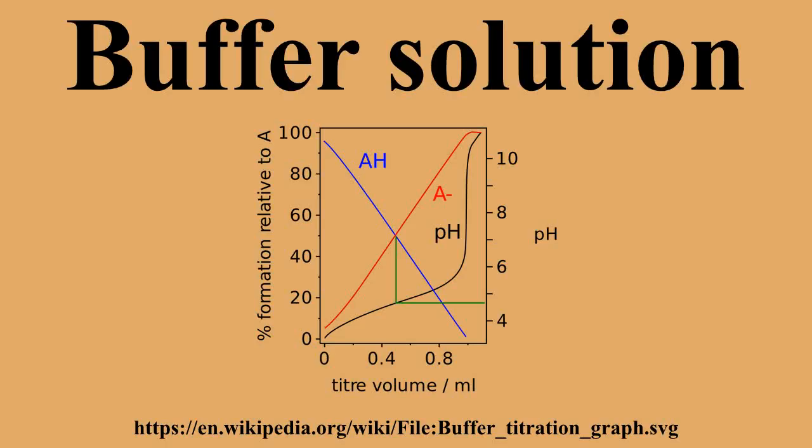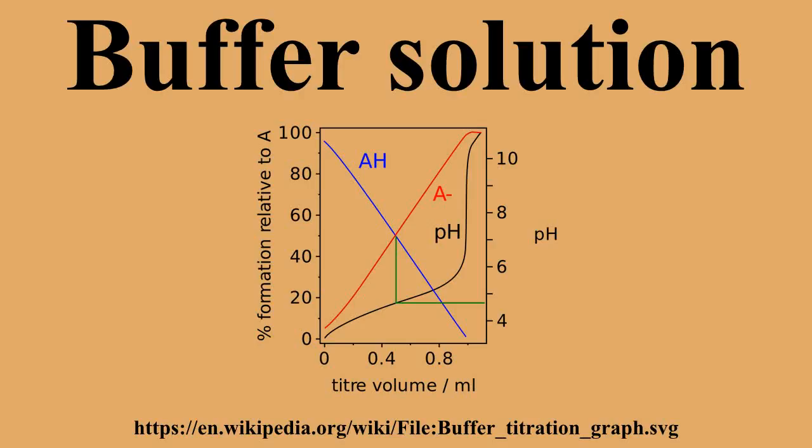Simple buffering agents: for buffers in acid regions, the pH may be adjusted to a desired value by adding a strong acid such as hydrochloric acid to the buffering agent. For alkaline buffers, a strong base such as sodium hydroxide may be added.